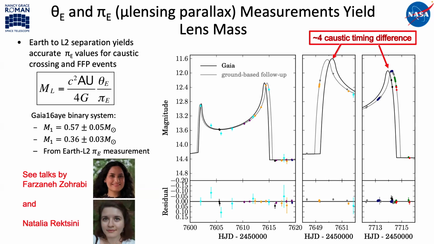Here's a demonstration from a telescope at L2 and the ground, showing a binary event with different times of caustic crossing seen from Gaia and from the ground. And this is the 4-hour difference in times. So it's demonstrated already, and we're going to hear more about this from a couple of talks later in the meeting.